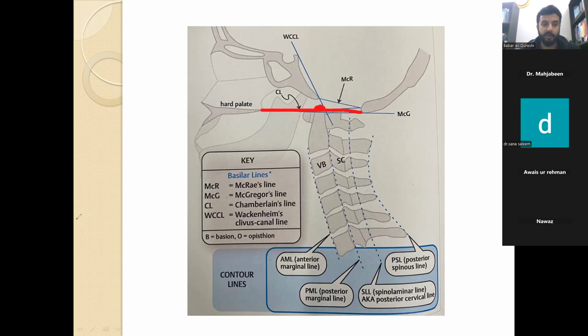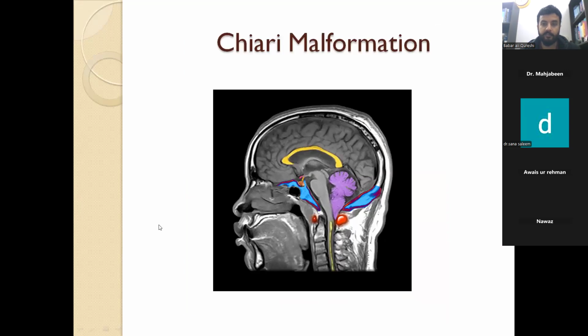Now, identifying these lines is very important. Why? Because for the diagnosis of two important conditions. One is the Chiari malformation. Chiari malformation is the herniation of part of the cerebellum below the foramen magnum. As we can see in this picture, these are the tonsils of the cerebellum that are protruding downwards. This was McRae's line that we drew in the last picture, and we can clearly see a portion of cerebellar tonsils that is going beyond.